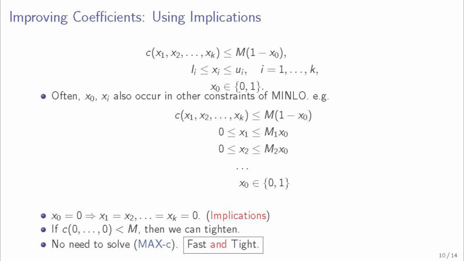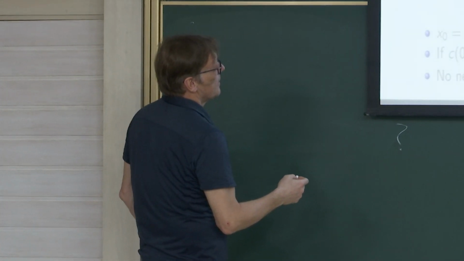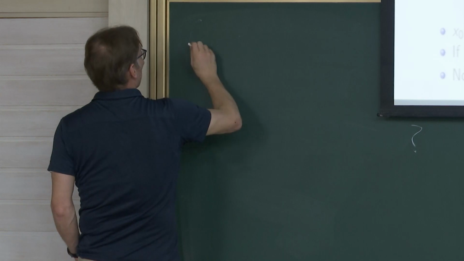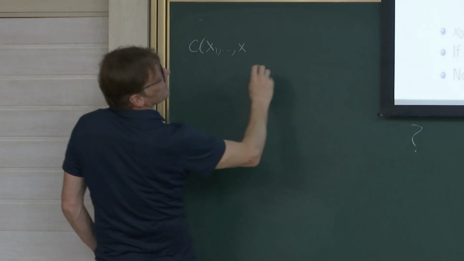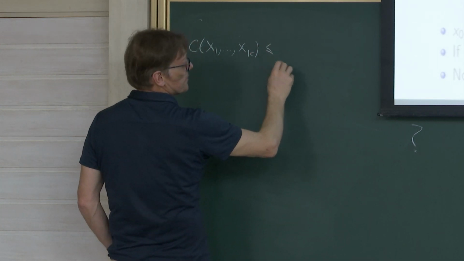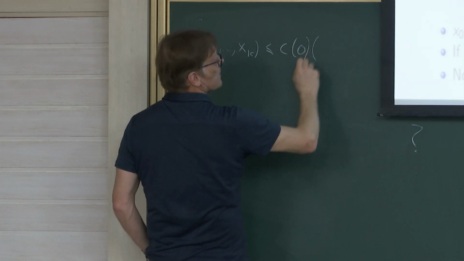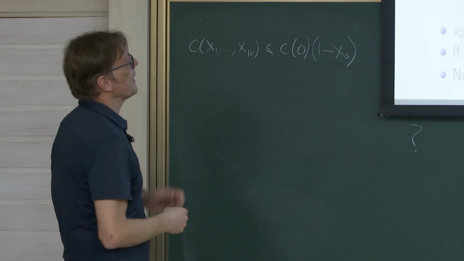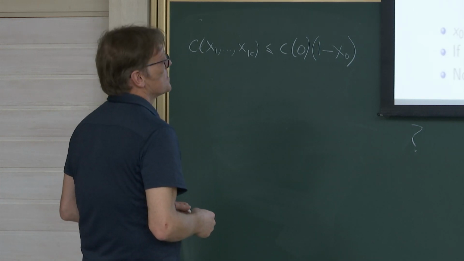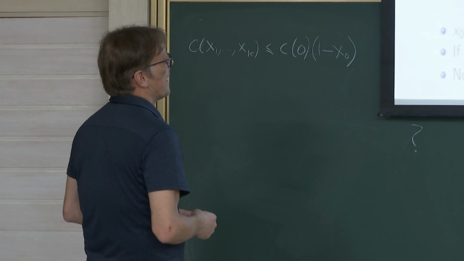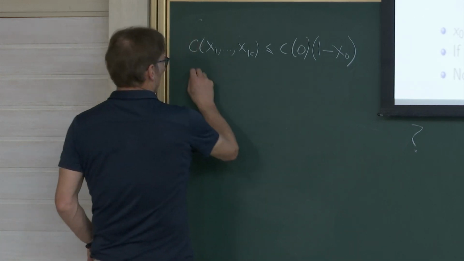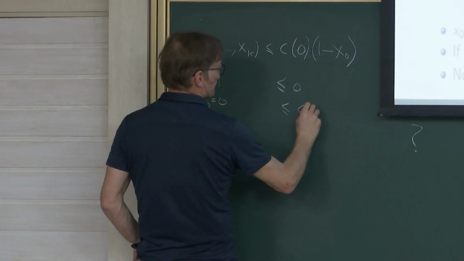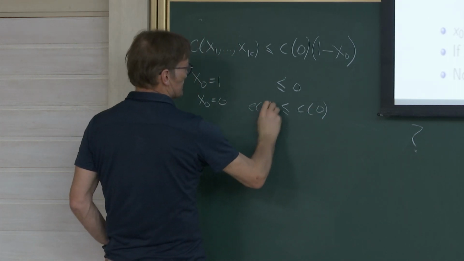So what we know now is that we could just replace m by this upper bound. So instead we could write, I think this is valid, C of x1 up to xk less than or equal to C evaluated at 0 times 1 minus x0. Is that right? So if x0 is 1, then the right-hand side becomes 0. And if x0 is 0, then the right-hand side is C of 0, and the left-hand side is also C of 0. So that's valid.